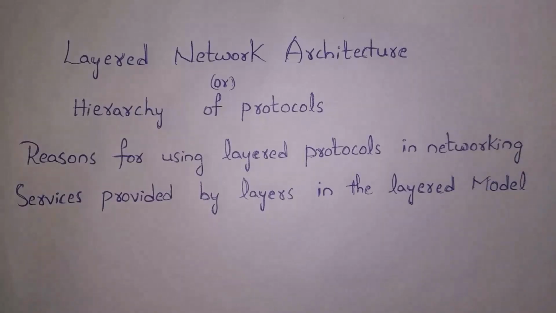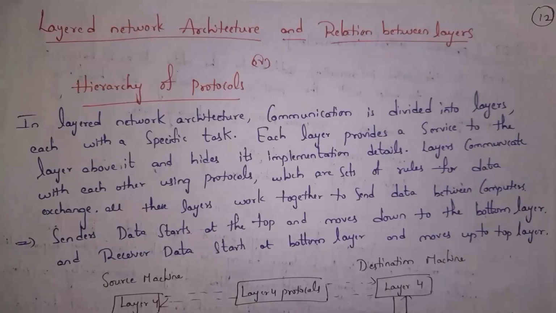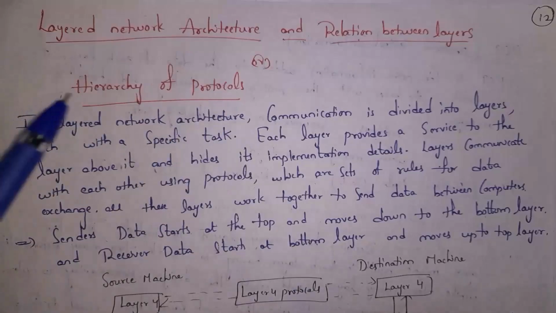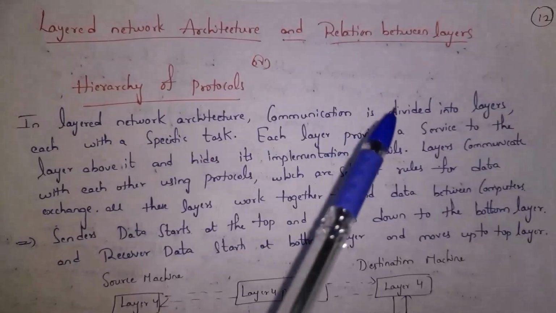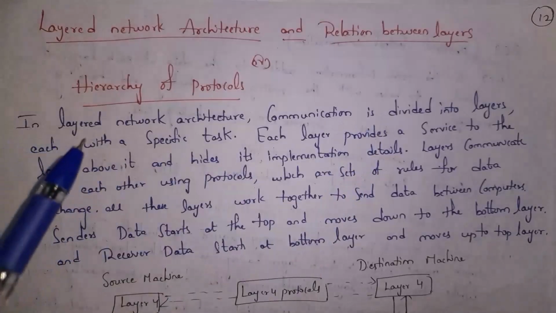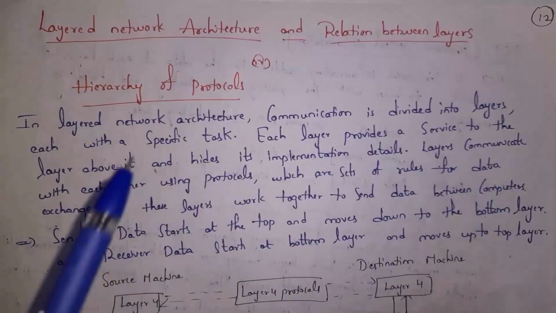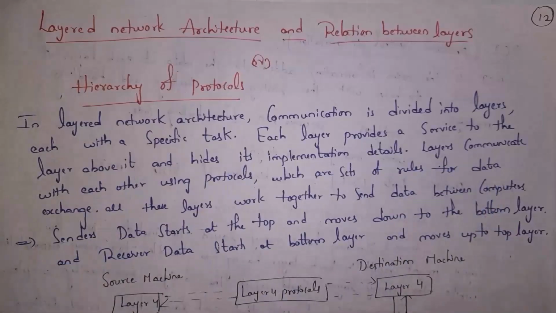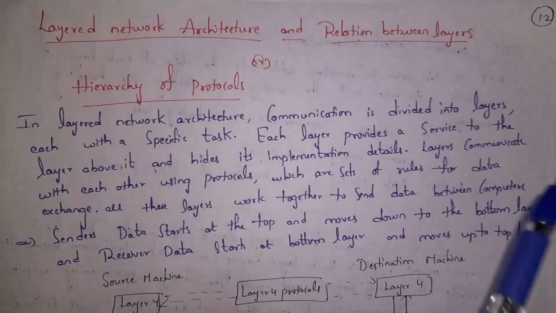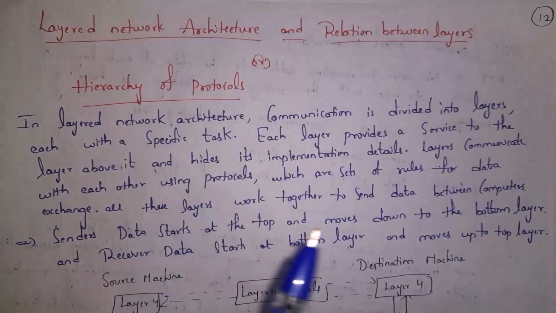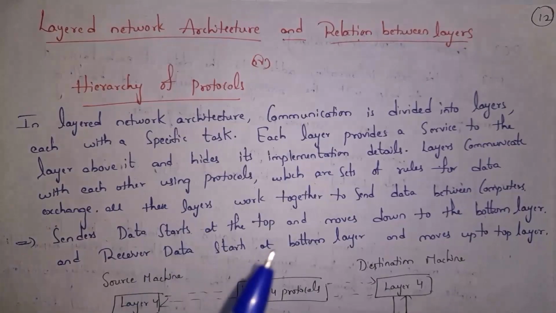Let's get started. At first I will explain what is layered network architecture. We also call it hierarchy of protocols. In layered network architecture, communication is divided into layers. Each layer will perform a specific task. Each layer provides a service to the above layer and hides its implementation details. Layers communicate with each other using protocols, which are a set of rules for data exchange. All these layers work together to send data between computers.